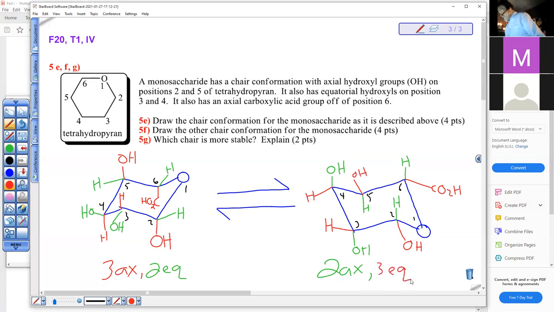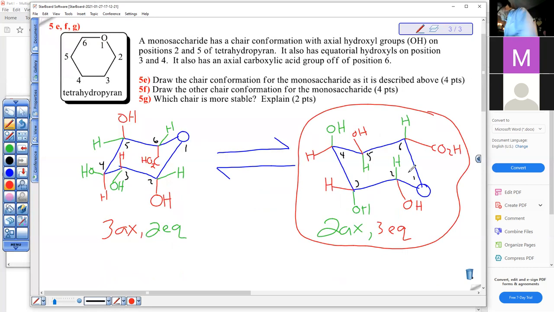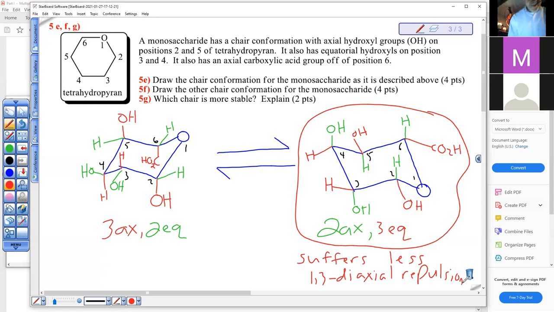So which one has more groups equatorial? The one on the right. And you'll say suffers from less 1-3 diaxial repulsion. Suffers, just how about keep it real short? Less 1-3 diaxial repulsion. And the end of the story.